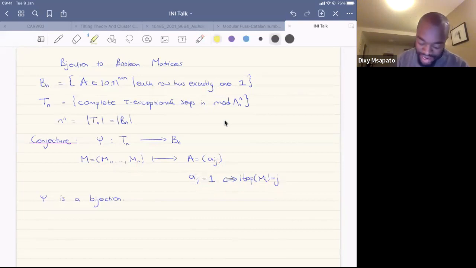Just to point out, this psi here is not the same as this psi. I checked this map on small examples, and it seems to hold, so I'm pretty convinced, but proving it is quite a different task.